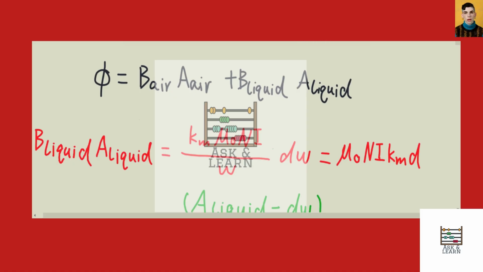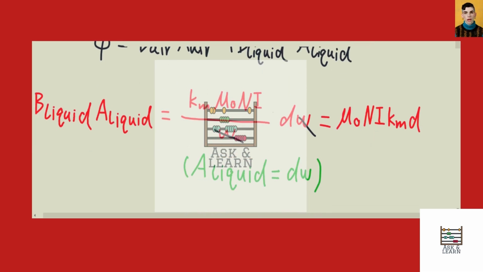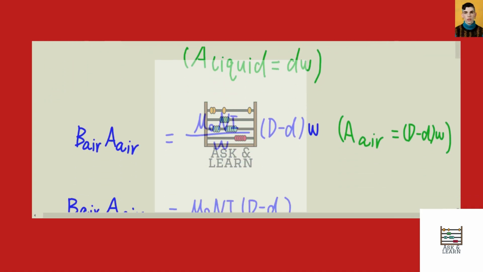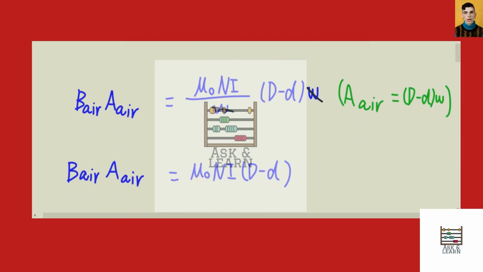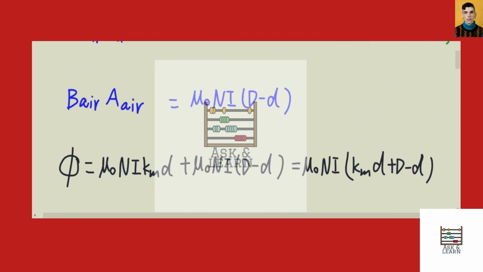So as you can tell, W can be cancelled out, and this will give us mu 0 Ni Km d is equal to B liquid times A liquid. And B air times A air is equal to mu 0 Ni over W times (D minus d) times W, since we know A air is equal to (D minus d) times W. And as you can tell, W can be cancelled out, and this will give us B air A air is equal to mu 0 Ni (D minus d).